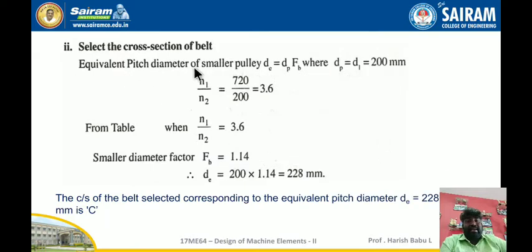Selecting the cross section. Since DE is equal to DP into FB, where DP is equal to D1, that is the diameter of the smaller pulley, D1 is equal to 200 mm. So I want to find first the ratio N1 by N2, which is equal to 3.6. From the table, when N1 by N2 is equal to 3.6, the smaller diameter factor FB is equal to 1.14. That is, DE is equal to 228 mm. So the cross section of the belt selected corresponding to this will be C type.